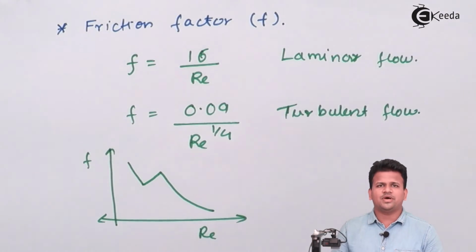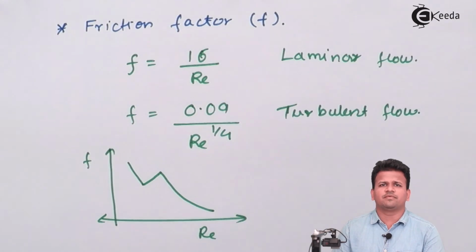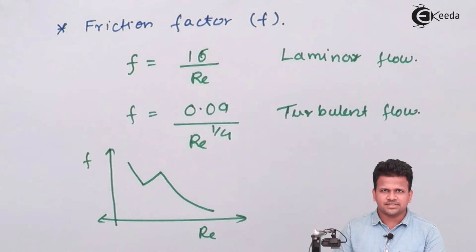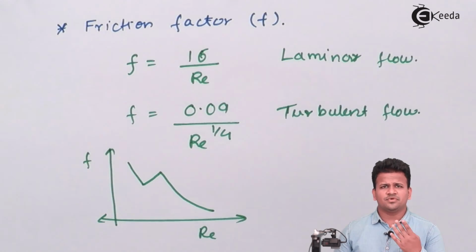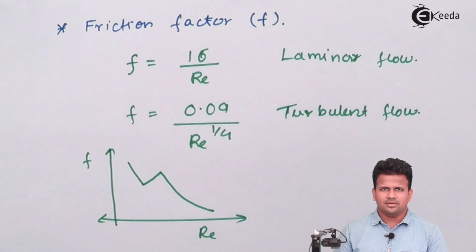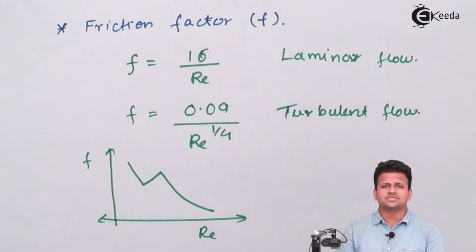So I hope you have understood the derivation of the Darcy-Weisbach equation. We have calculated the friction loss in terms of flow rate as well as velocity in different forms: in terms of coefficient of friction, in friction factor, in the form of frictional resistance per unit velocity per unit area, and in terms of flow rate. I hope you have understood the derivation. Thank you.